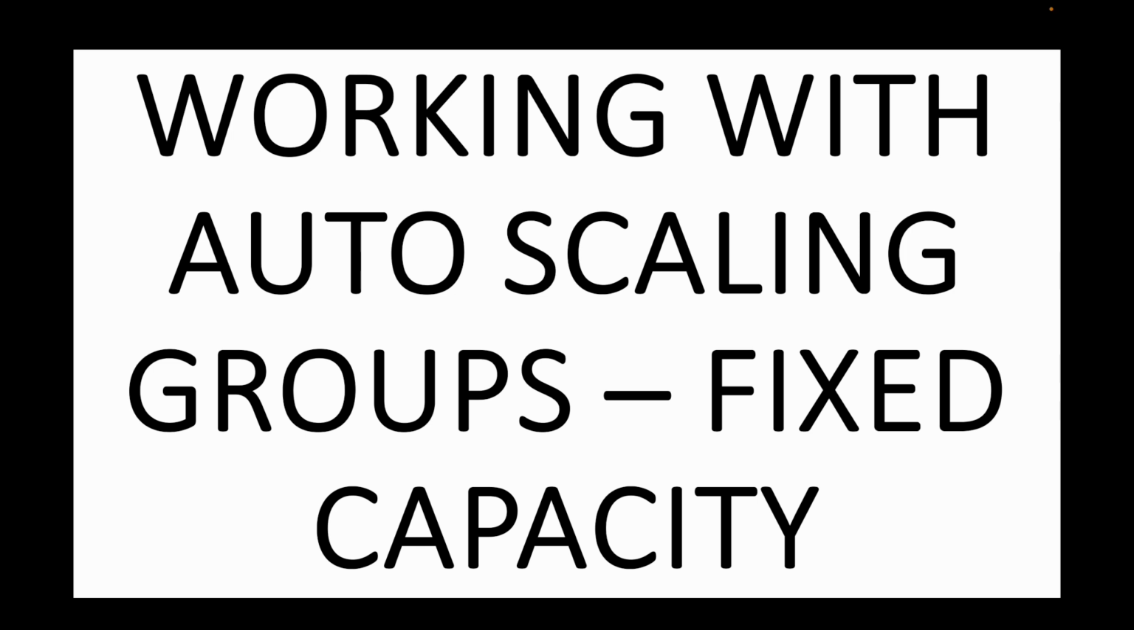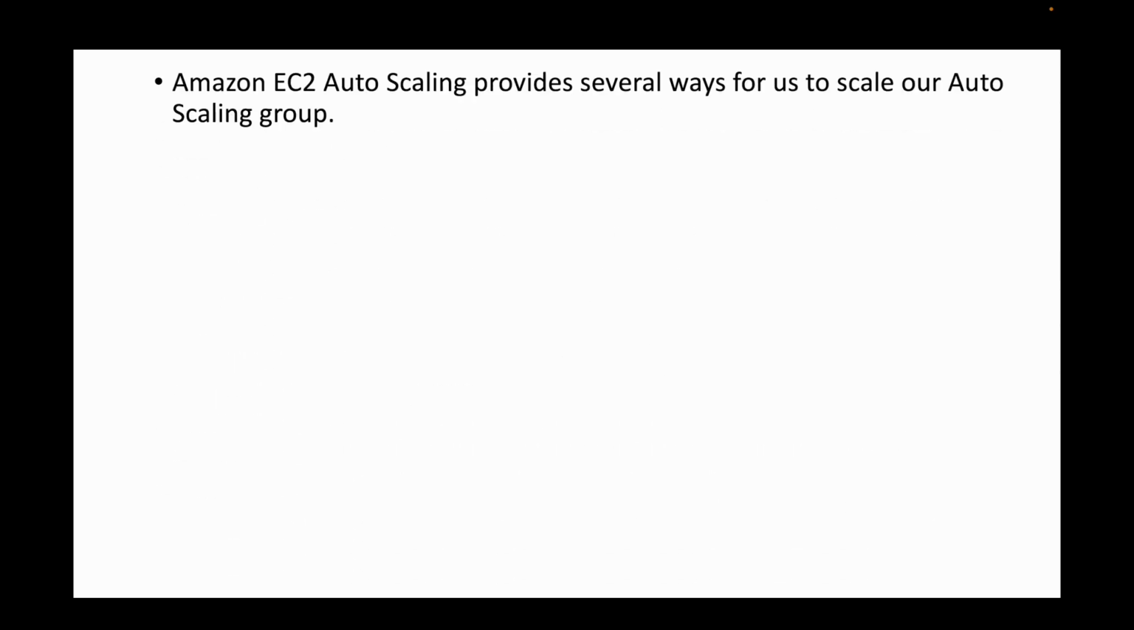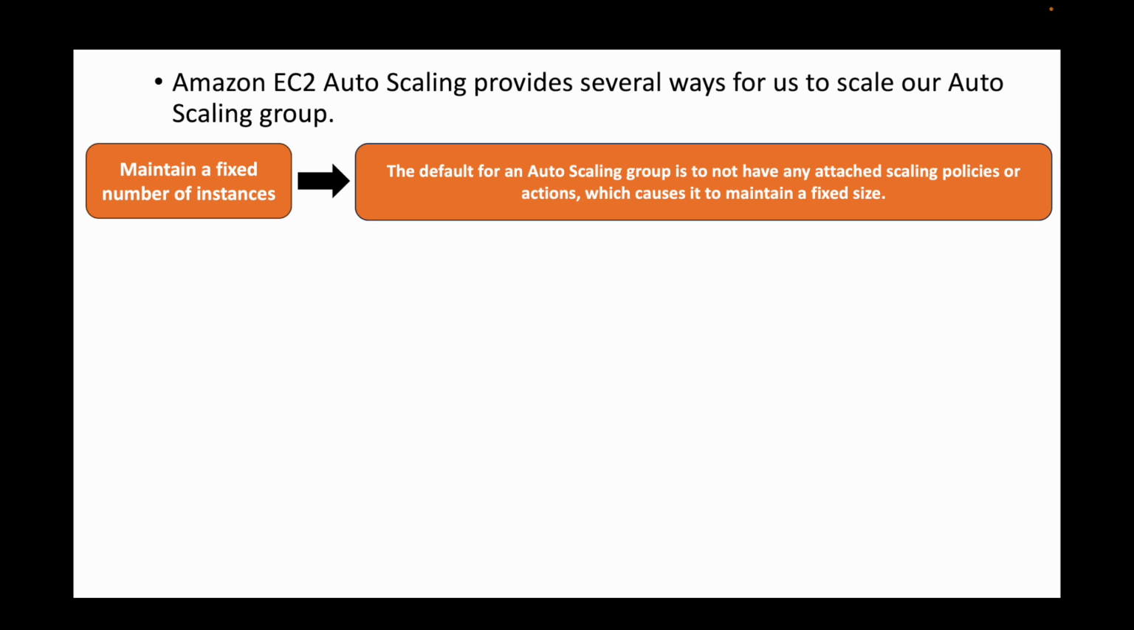So before we start off with this, let's look at what are the different types of scaling groups, or there are different ways that we can scale your auto scaling groups. So one is maintaining the fixed number of instances, and this is the example that we are going to look at. Now under this, essentially what happens is your auto scaling group will maintain a fixed size for us.